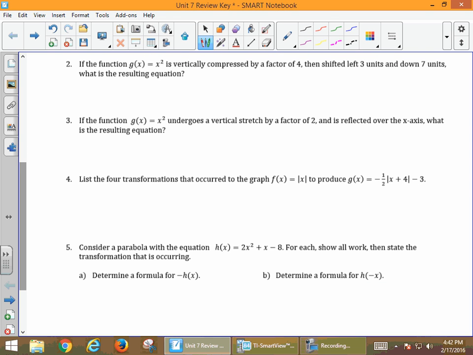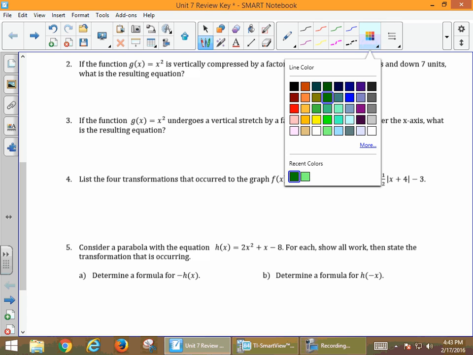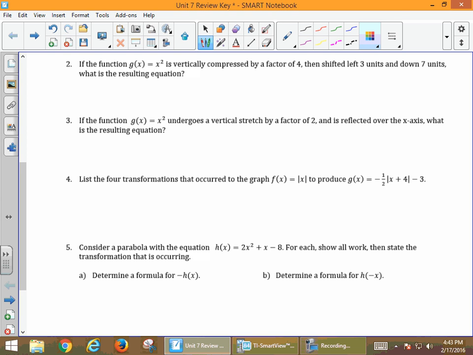Question number 2 says, if the function g of x equals x squared, it's vertically compressed by a factor of 4. Remember, compressed is vertically. That means it is a y value. So as I start thinking, what does this actually mean? This means that I'm going to take my g of x function, and it says that I'm going to vertically compress by a factor of 4. So that means 1/4, that is a compression. Divide it by 4. And vertical, so I'm going to do it exactly as it says.